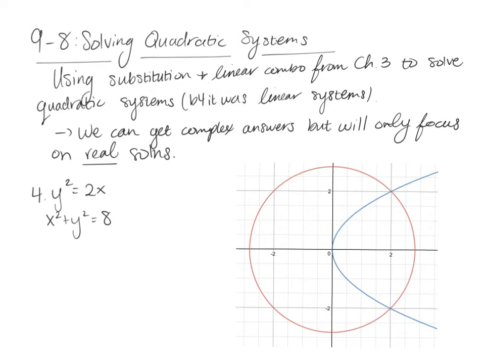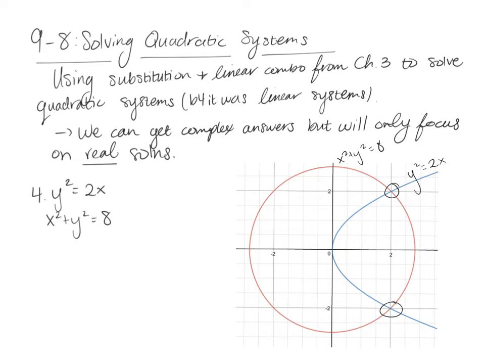Number 4, we're given the two equations, y squared equals 2x and x squared plus y squared equals 8. I graphed it, if you look to the right on the screen. The blue graph is y squared equals 2x, and the red graph is the circle x squared plus y squared equals 8. Notice there are two intersecting points here, so we should get two answers. That's why it's useful to graph it, so you get an idea of how many answers you should get. When we solve this, we could do linear combinations.